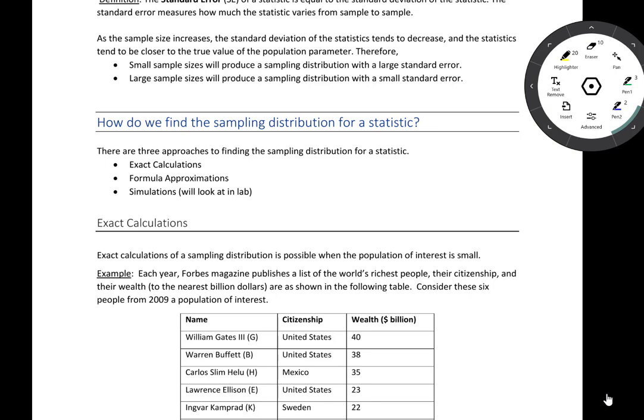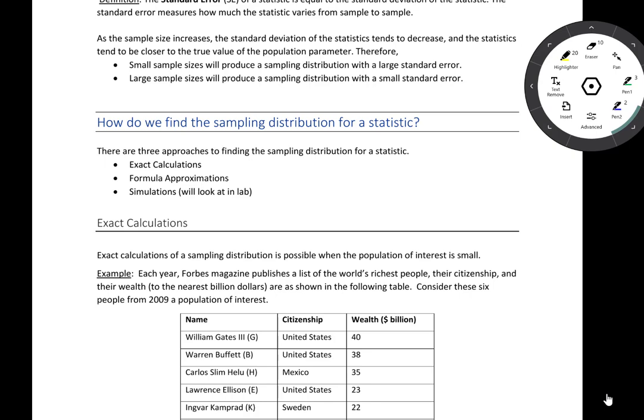So the question is, how do we actually go about finding the sampling distribution for a statistic? Well, we could do exact calculations. Typically, exact calculations aren't the most useful. They're good for illustration, and we're actually going to look at a small example in a second. But usually exact calculations are not feasible. We could look at formula approximations, which incorporate things like the central limit theorem, things that depend on how big the sample size is. These are called asymptotic approximations. And then there are simulations, which we are going to look at in lab.